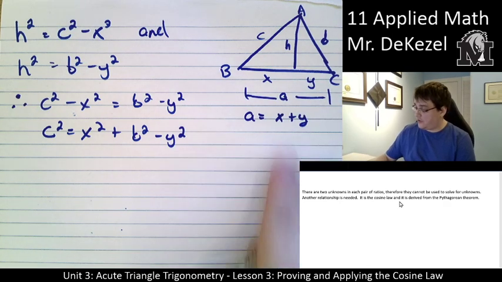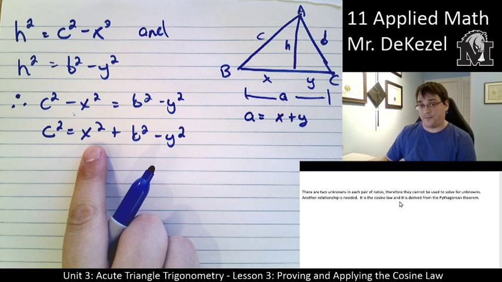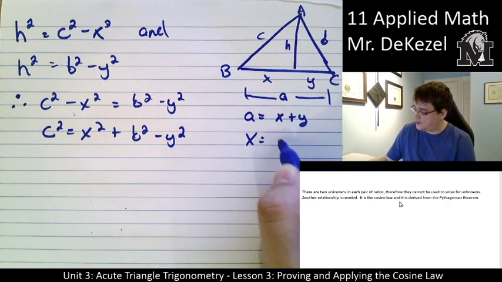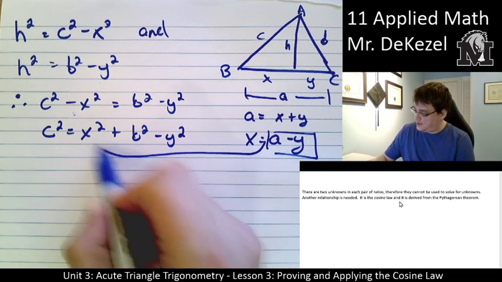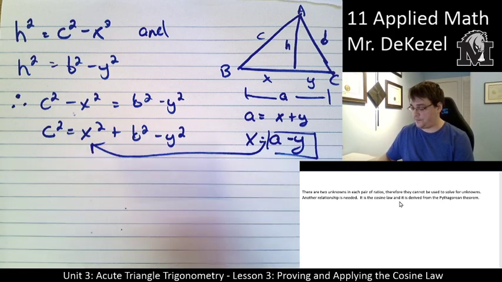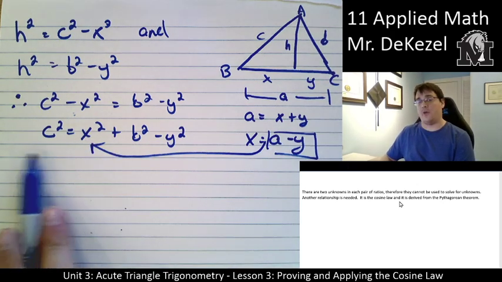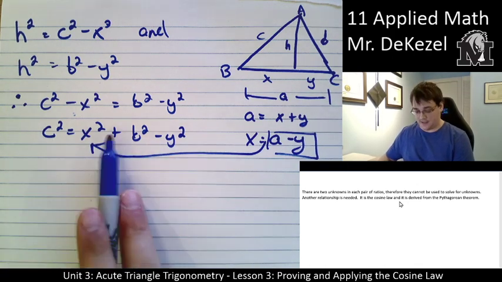And I'm going to rearrange this for x so I can plug it into here, and then I will be able to get rid of... so I'll rearrange this for x. I'll have x is equal to a minus y. And now I can take this bit and plug it into here. Because x equals this, I have an x here, I can plug this in. And what this does is this gets rid of x in this equation.